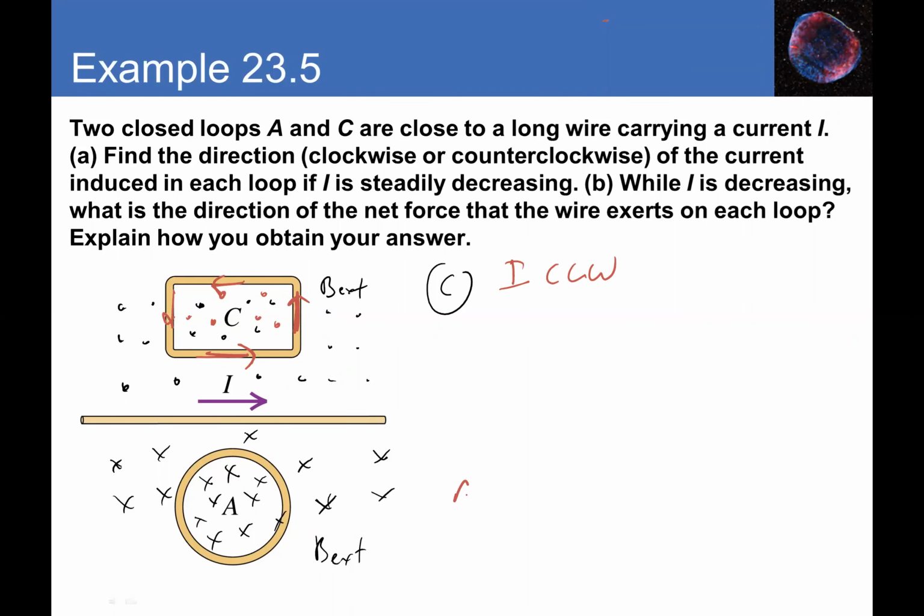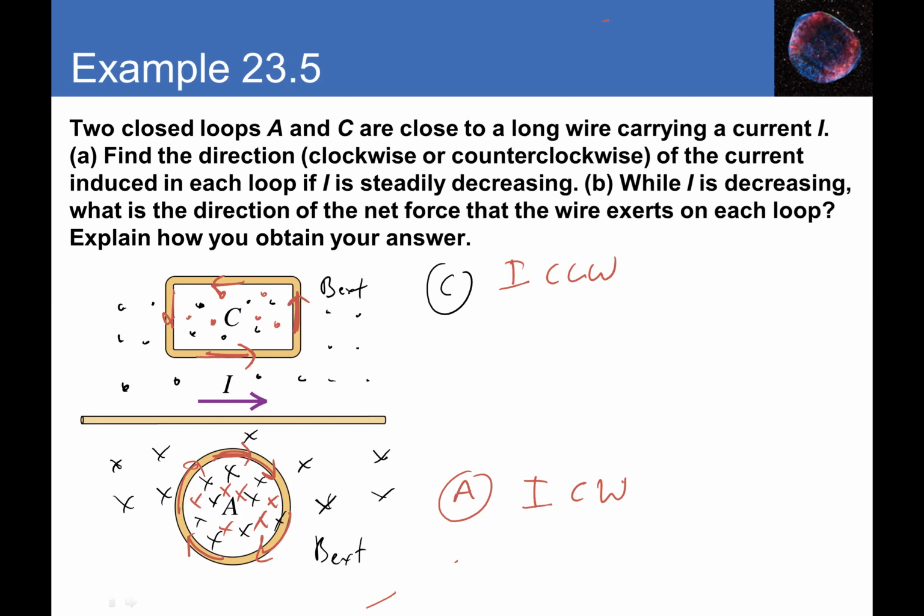How about for A? Well, for A, the magnetic field is into the page and it's decreasing. Again, loop A is going to try to fight it by pumping more magnetic field in the same direction because it is decreasing. That means the induced magnetic field is also into the page. And that is given by a clockwise current. So the current here is clockwise for loop A. That means in this region there's a clockwise current.